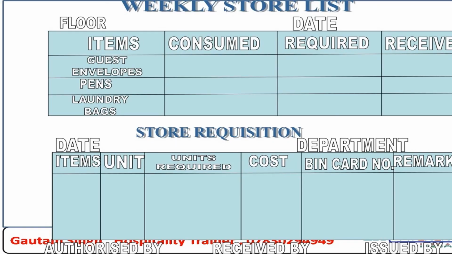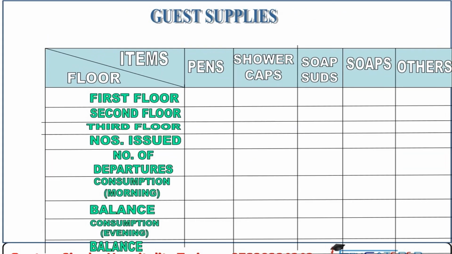Weekly store list. This contains the guest supplies, pens, laundry bags, etc., which are consumed, required, and received. Guest supplies per floor are items such as pens, shower caps, soap bars, soaps, and others.